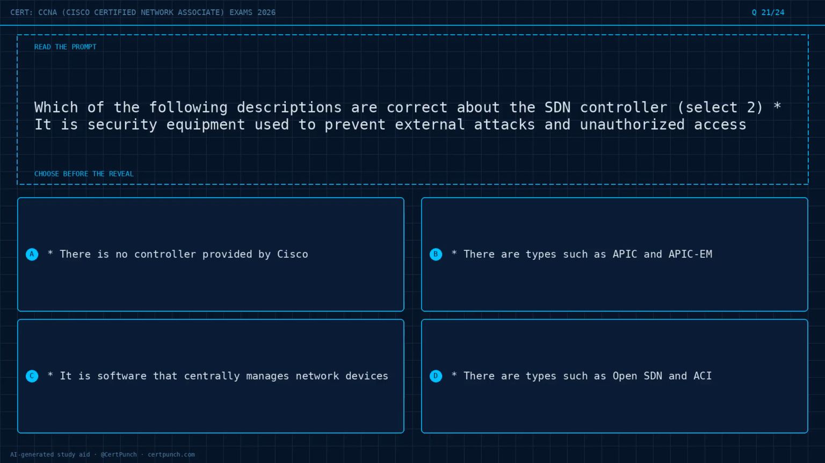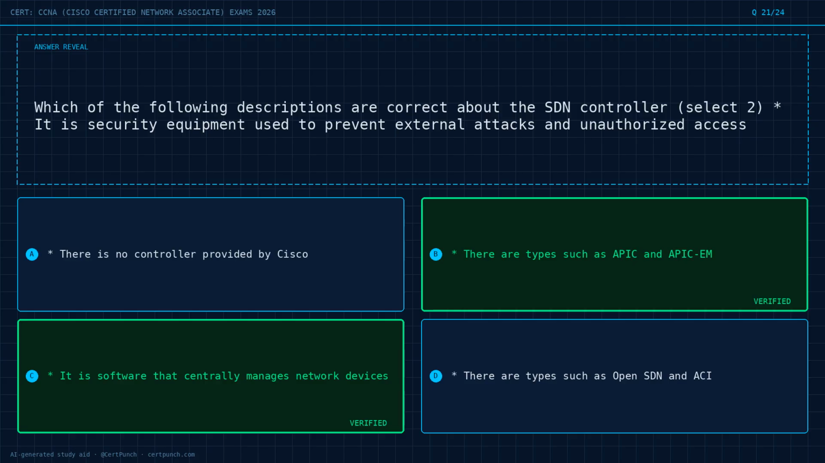Question 21 of 24. Which of the following descriptions are correct about the SDN controller? Select 2. It is security equipment used to prevent external attacks and unauthorized access. Option A, there is no controller provided by Cisco. Option B, there are types such as APIC and APIC-EM. Option C, it is software that centrally manages network devices. Option D, there are types such as OpenSDN and ACI. Choose the best answer before the reveal. Commit to it now.